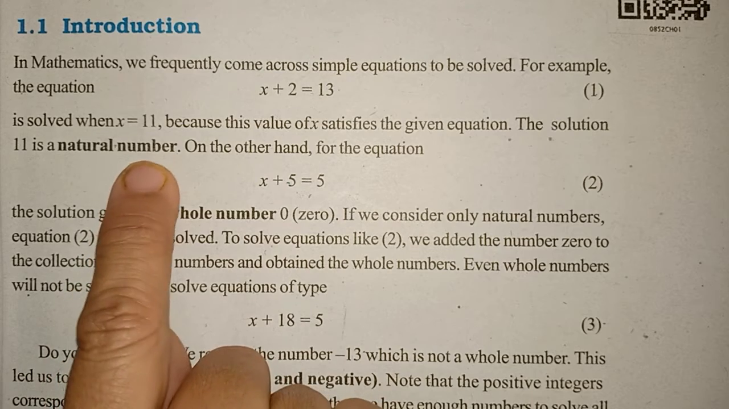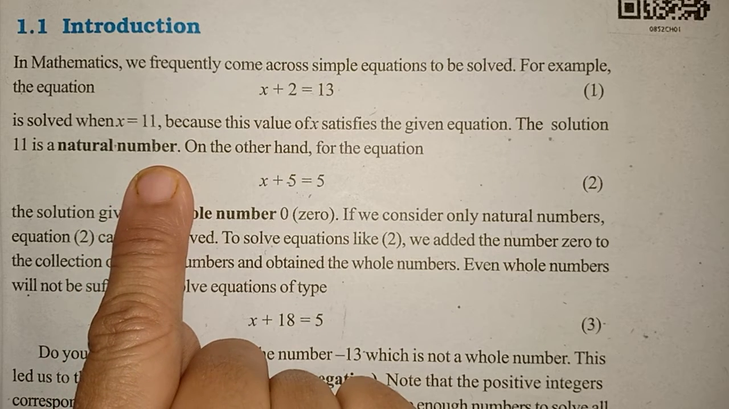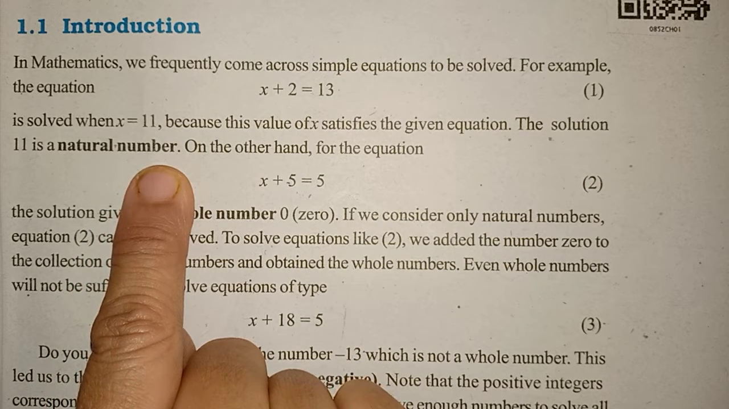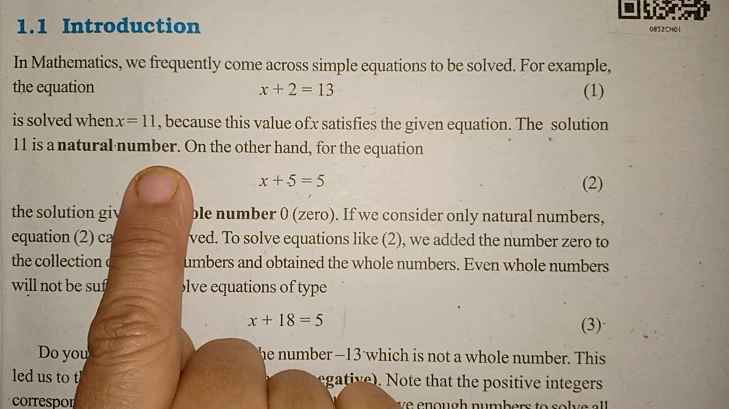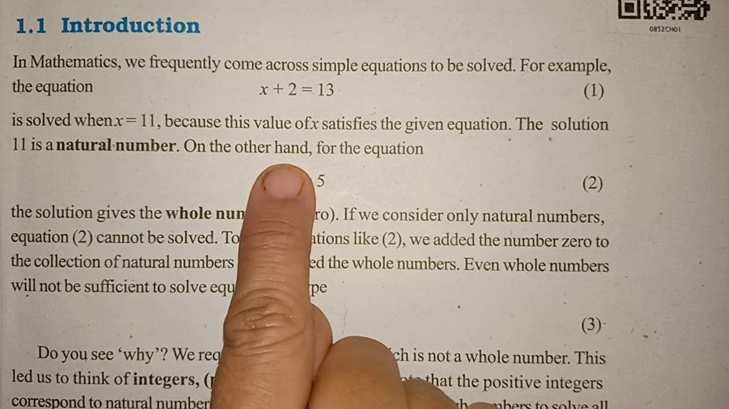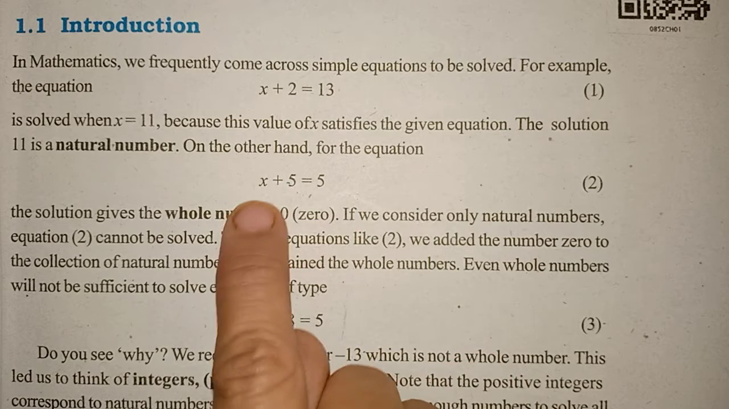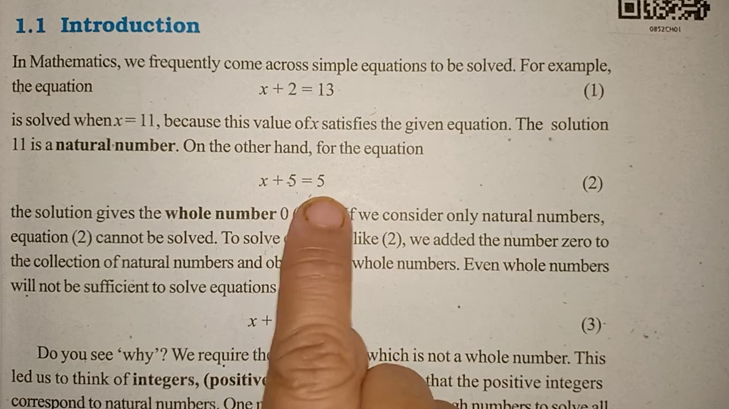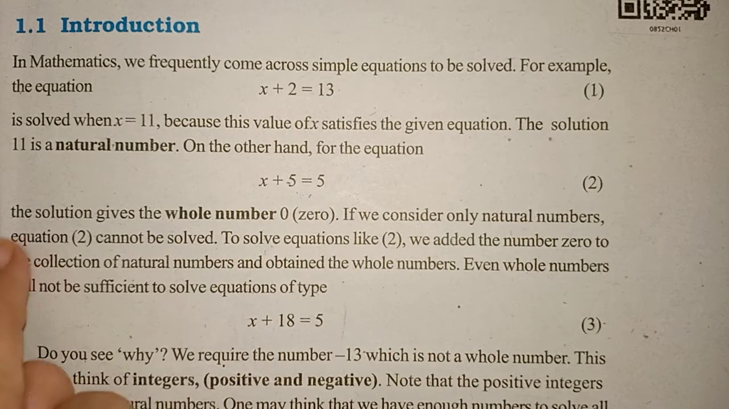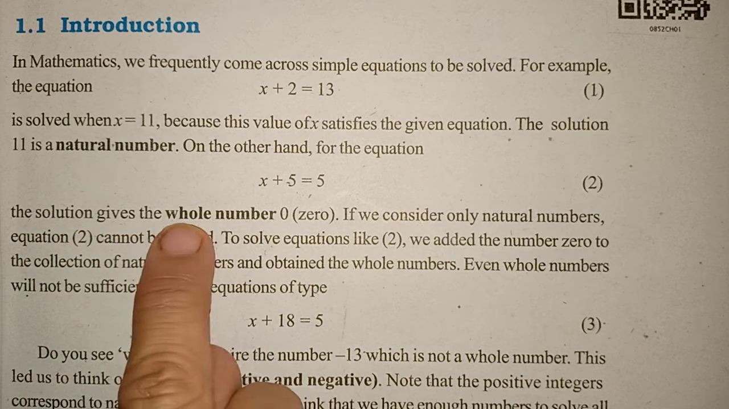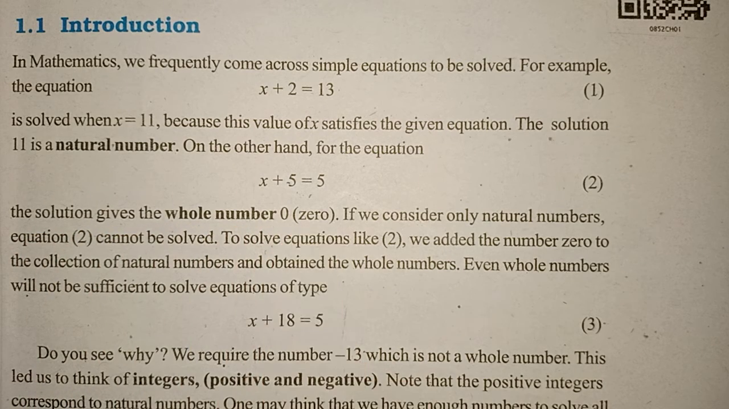Do you know the natural numbers? Yes, the numbers which start from 1, 2, 3, 4 and so on are called natural numbers. The first natural number is 1. On the other hand, for the equation x plus 5 is equal to 5, the solution gives the whole number 0.